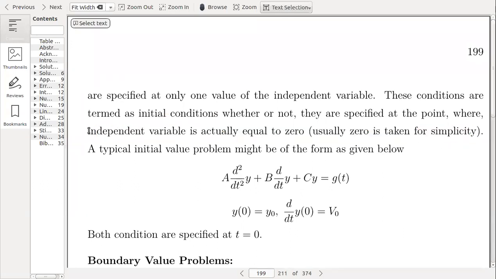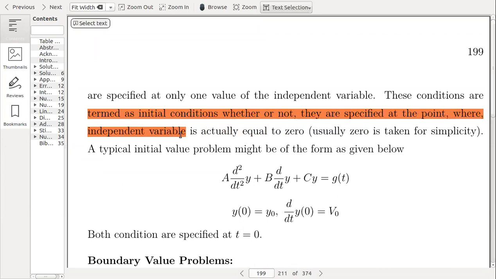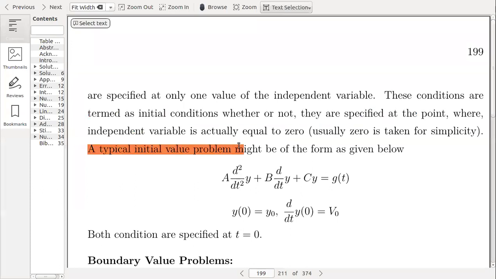So we need to keep in mind that it is not necessary to take the initial point at x equal to 0, but the necessary condition is that the condition must be specified at one value of the independent variable. These conditions are termed initial conditions whether or not they are specified at the point where the independent variable is actually equal to 0. A typical initial value problem might be of the form as given below.